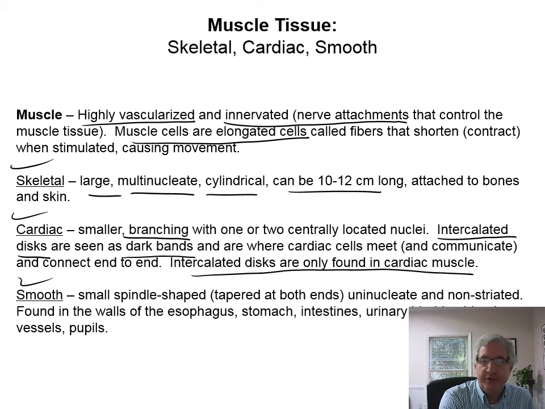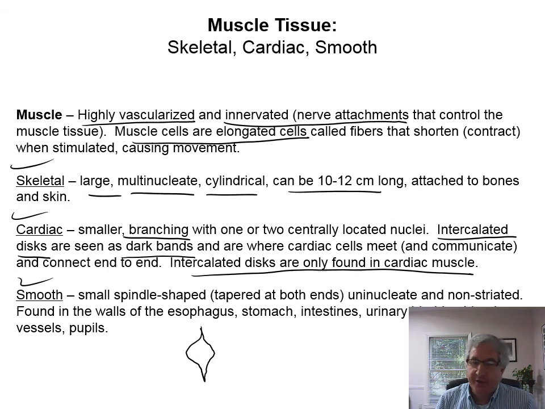Then you have smooth muscle, and those are small cells. They're spindle-shaped, which means tapered at both ends. Spindle refers to how they used to wind thread around a small pole, and it would form a wind of thread around it, so you'd have the spindle. So this is what spindle shape is.